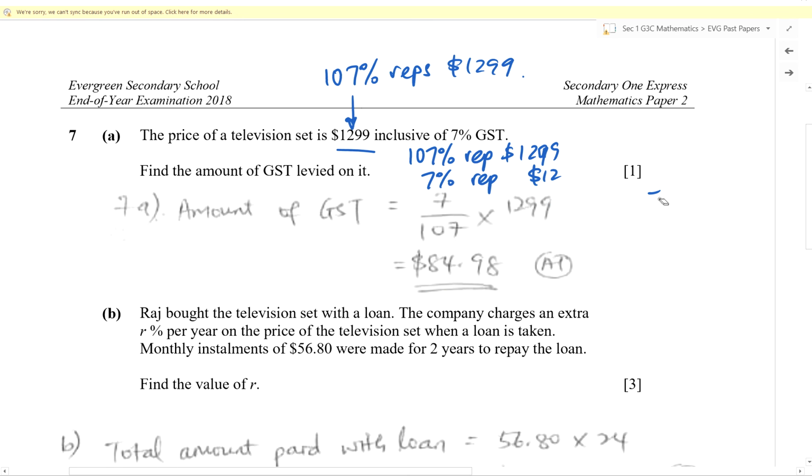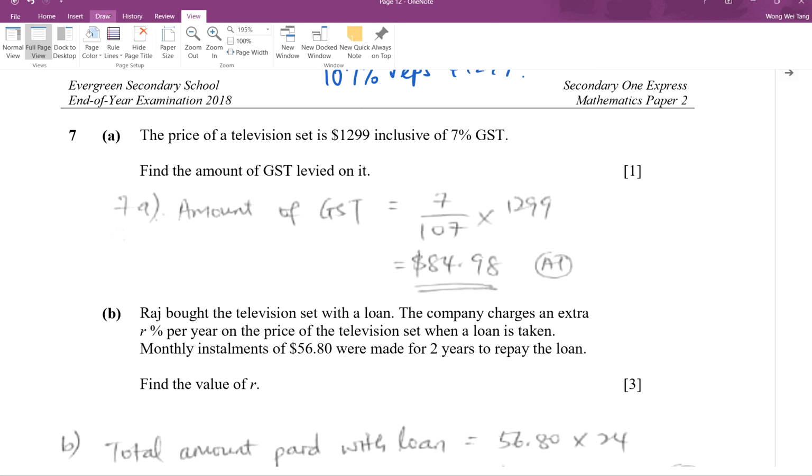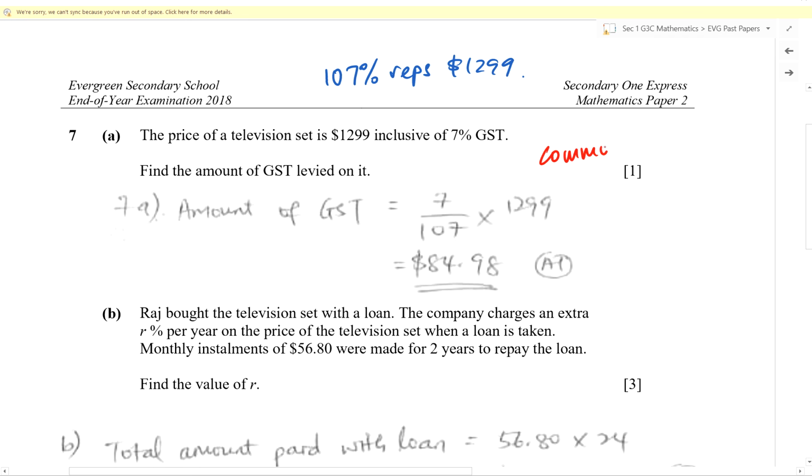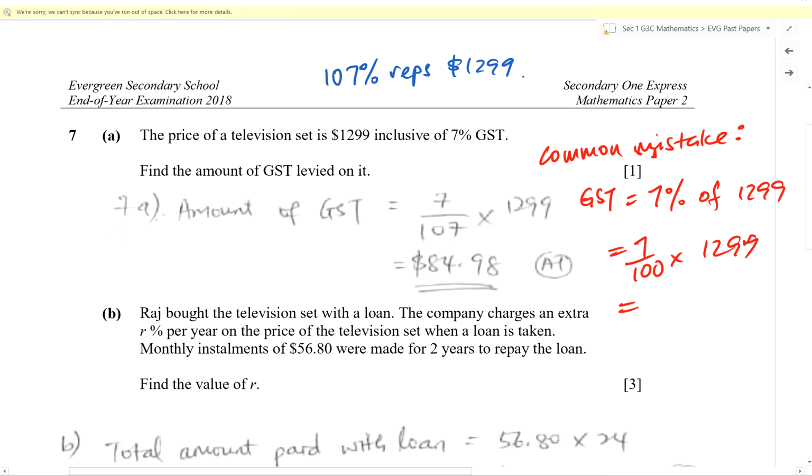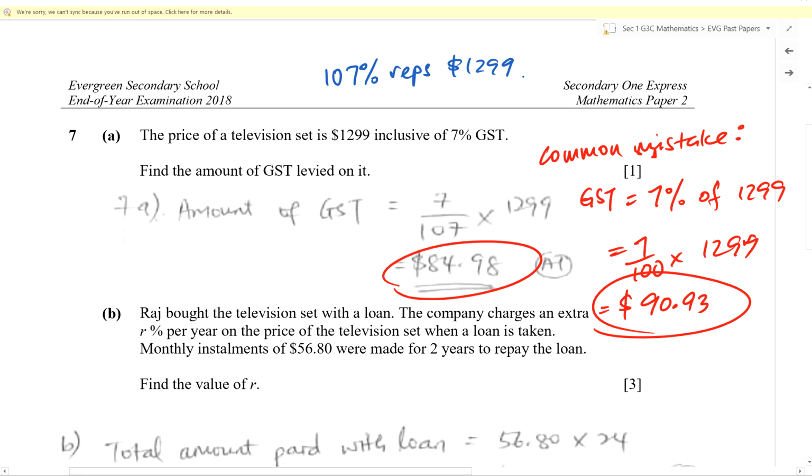So here I'll be telling you about the common mistake. The common mistake in red will be saying that GST is 7% of 1299. So you get 7 over 100 times 1299, which is 90.93. You can see clearly that these two are not the same. They are not equal. This is wrong.